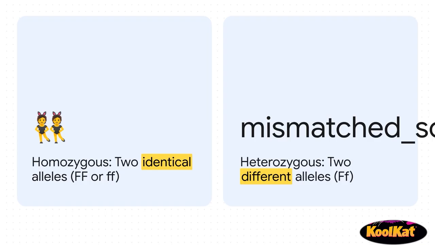And the last two key terms you absolutely need to know. Homozygous means you have two of the same allele. The prefix homo means same. So that's either two dominant alleles, like capital F, capital F, or two recessive ones, lowercase f, lowercase f. Heterozygous means you have two different alleles. Hetero means different. So that's always one of each, a capital F and a lowercase f.